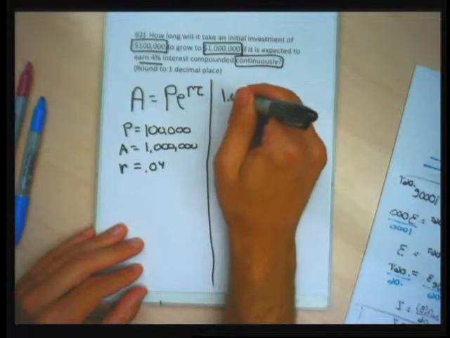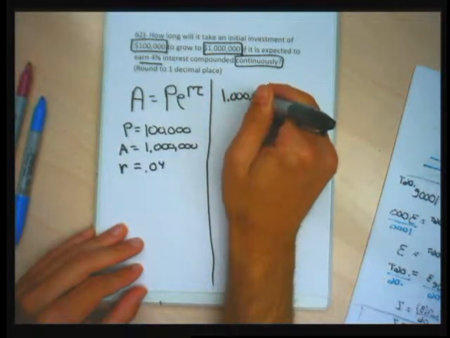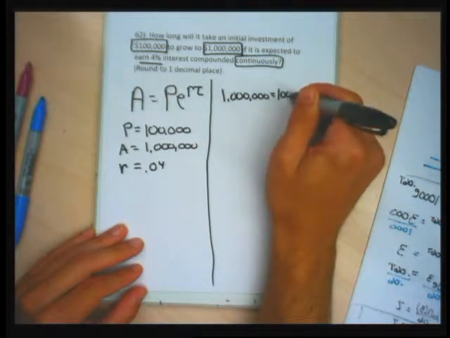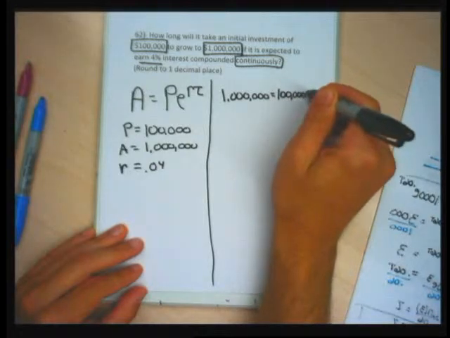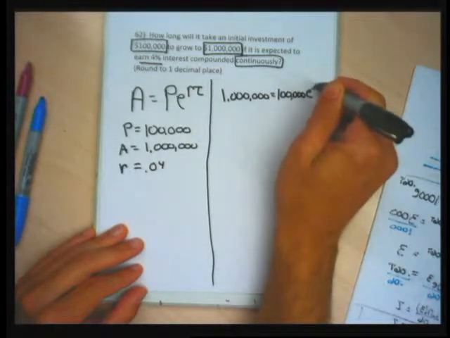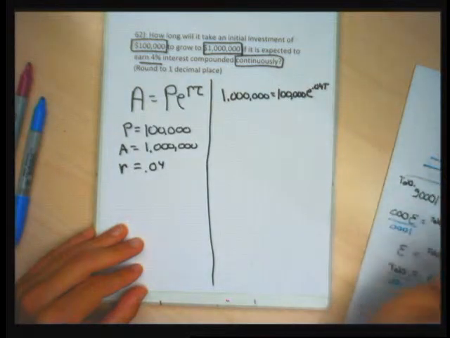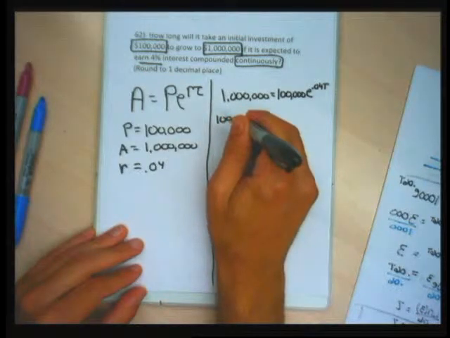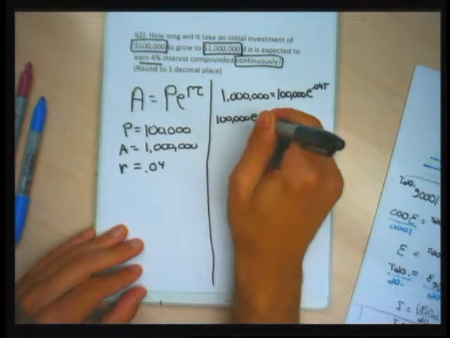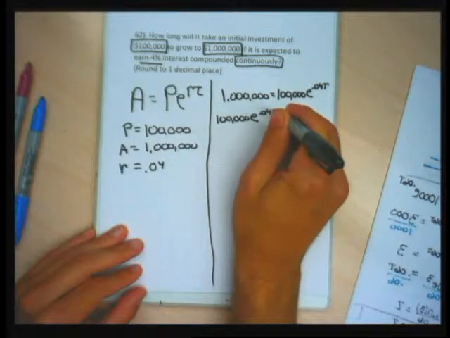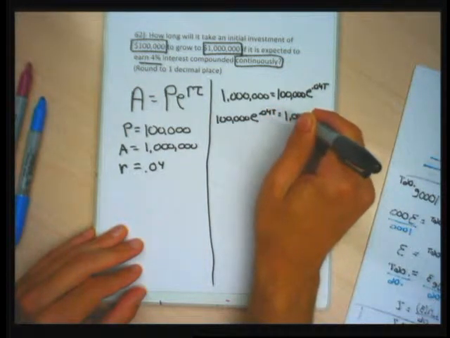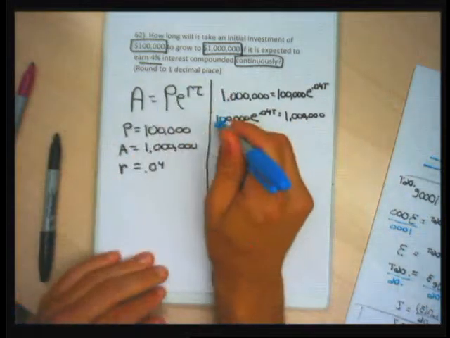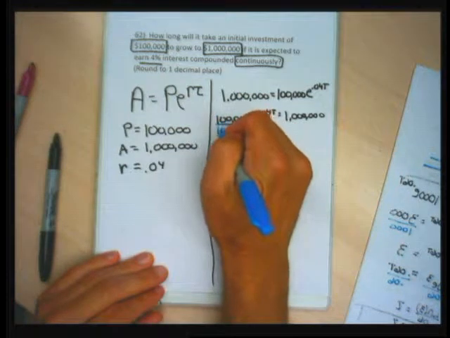So I'm going to go $1 million for A equals 100,000 for P times e to the r, which is 0.04, times t, which is unknown. If this feels backwards to you, you can flip it around and say 100,000 times e to the 0.04t equals $1 million. This is like the last 4 or 5 problems that we've solved by hand. So divide both sides by 100,000 to free up the e.